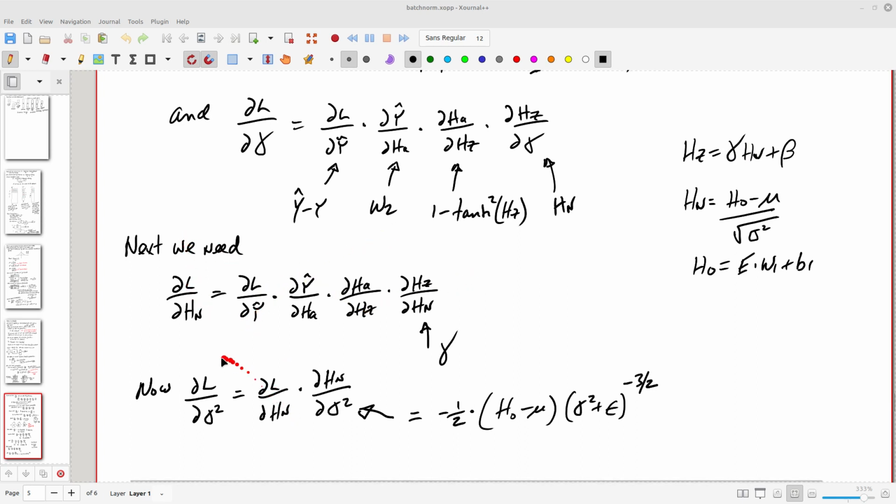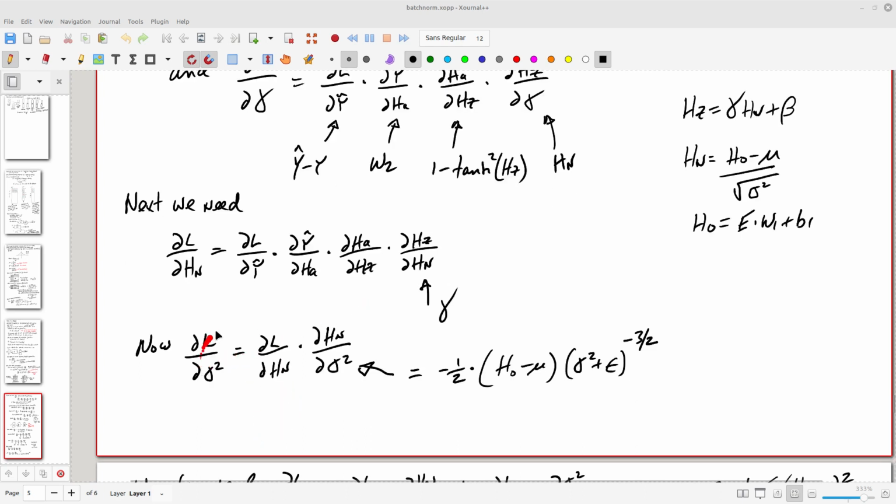We know dL dHN here, so we want to compute dL d sigma squared, which is the loss with respect to the variance. That's equal to dL dHN, which we just computed, and dHN with respect to the variance. Now this one here is really tricky to get.